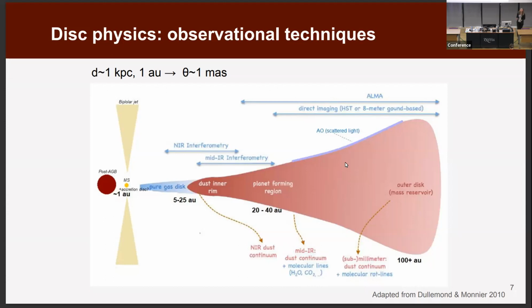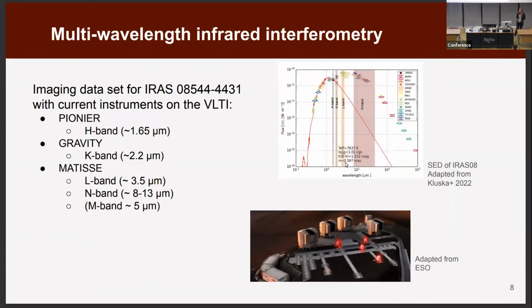With ALMA in the radio, we can probe the global disk structure, and with adaptive optics instruments, we can probe the surface layers of the outer disk. And I will focus on the VLTI instruments, so near-infrared and mid-infrared interferometry. Yesterday and today, we already had several talks on the importance of multi-wavelength, high angular resolution observations, combining these techniques for one system.